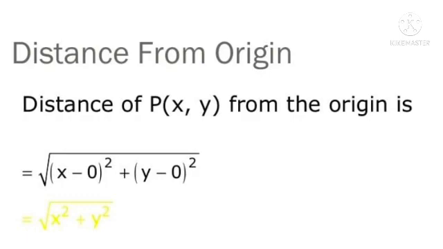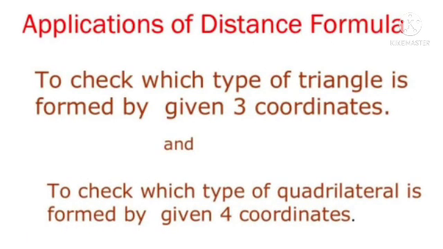Distance from origin. The distance of P(x, y) from the origin is the square root of (x minus 0) squared plus (y minus 0) squared, which is equal to the square root of x squared plus y squared. Applications of distance formula. To check which type of triangle is formed by given 3 coordinates, and to check which type of quadrilateral is formed by given 4 coordinates.